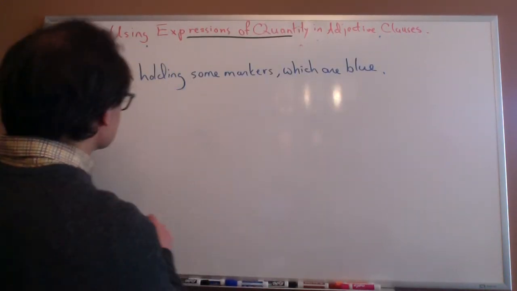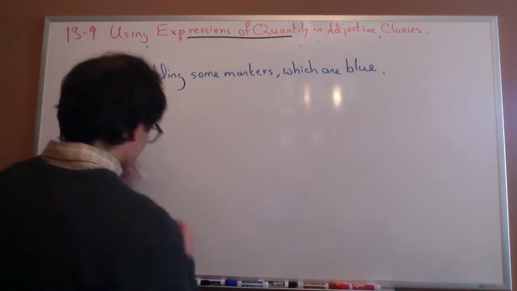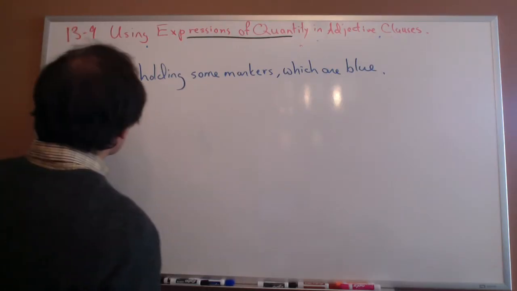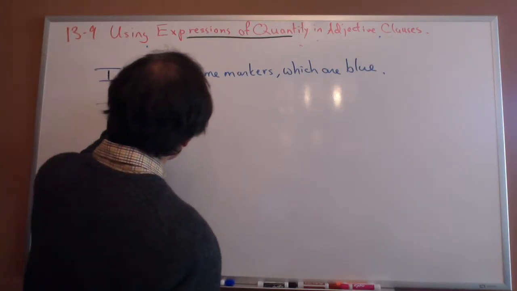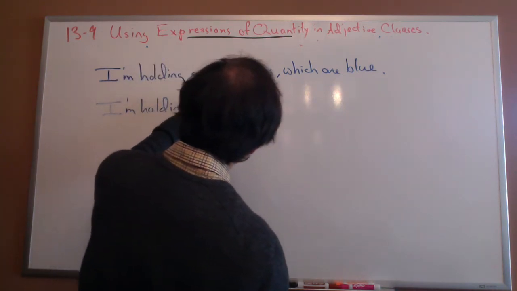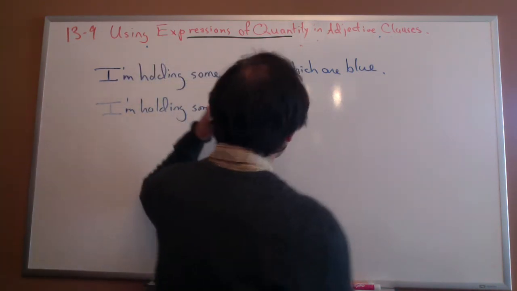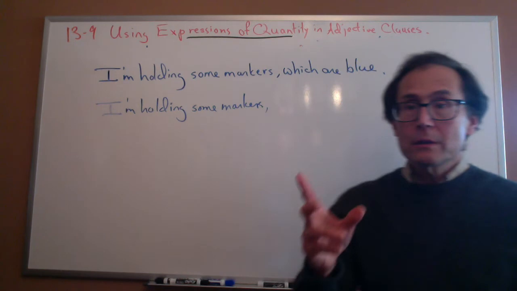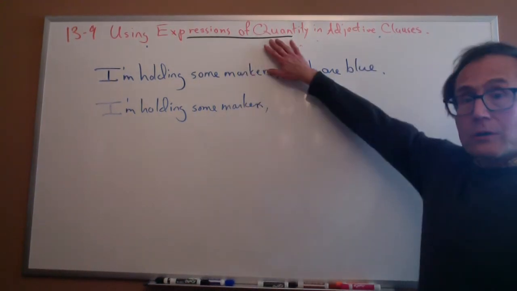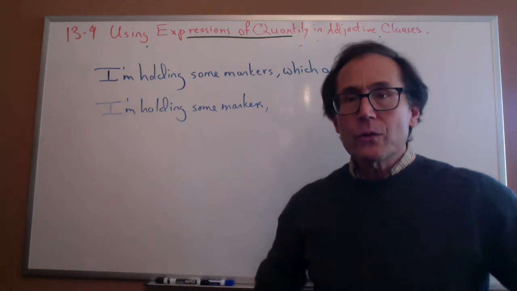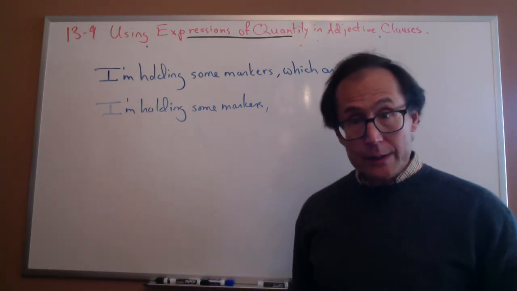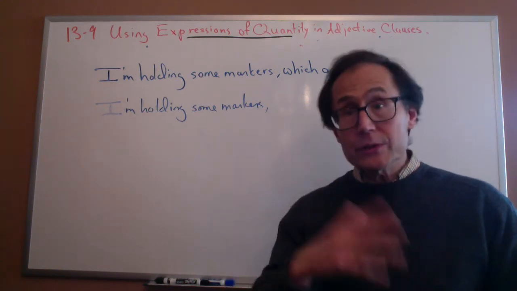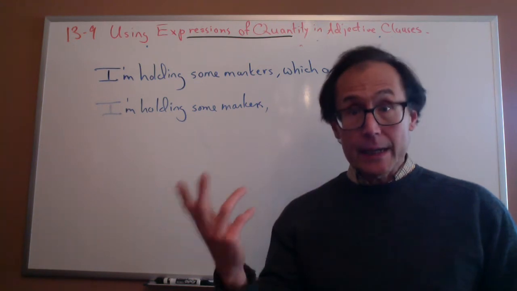First, the beginning of the sentence would be the same. I'm holding some markers. And then, comma. Now, the way that I show that not all of them are blue is I'm going to use what's called an expression of quantity. I wouldn't worry about memorizing the words expression of quantity. It just means saying how many there are. So when I'm using an adjective clause, how do I say how many there are?